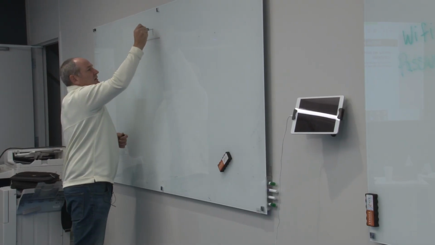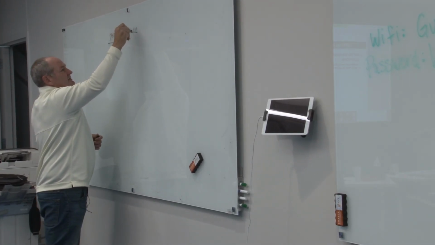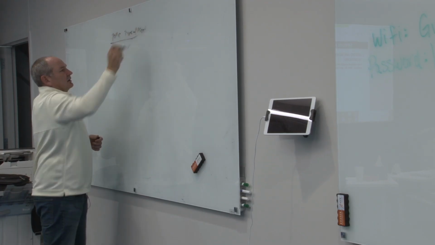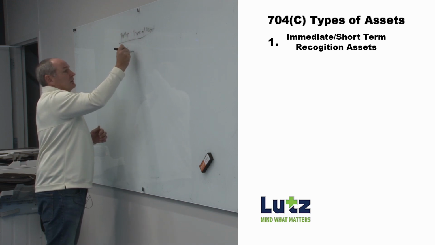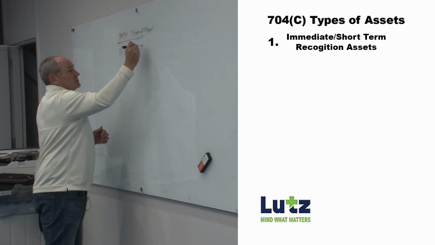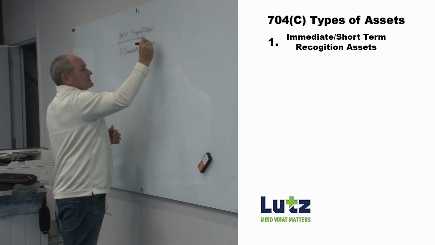So in that schedule, there were three buckets of assets. And I got this in here somewhere. I'm going to say 704C types of assets. Okay, and again, Austin, this is somewhere in here, but let's cover it. Repetition doesn't hurt us at all. Okay, one is, I'm going to call it immediate or short-term recognition assets.